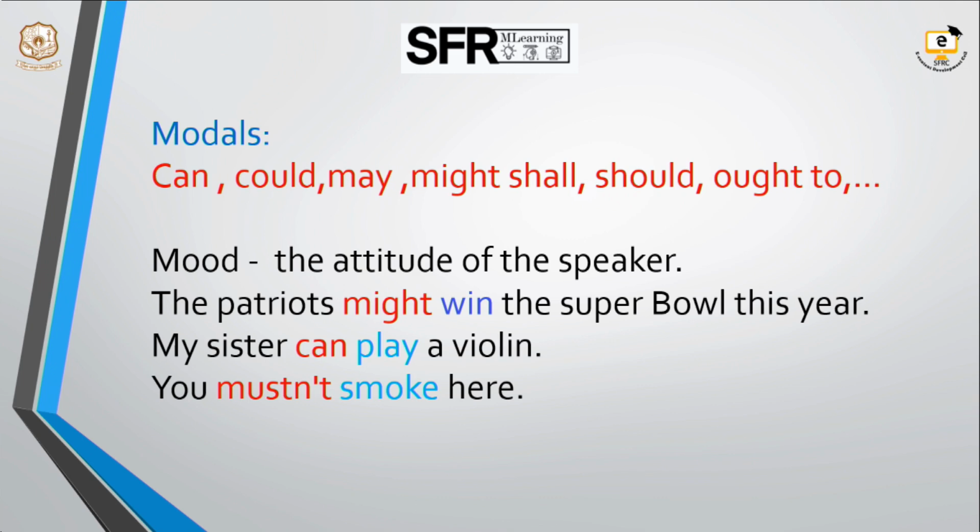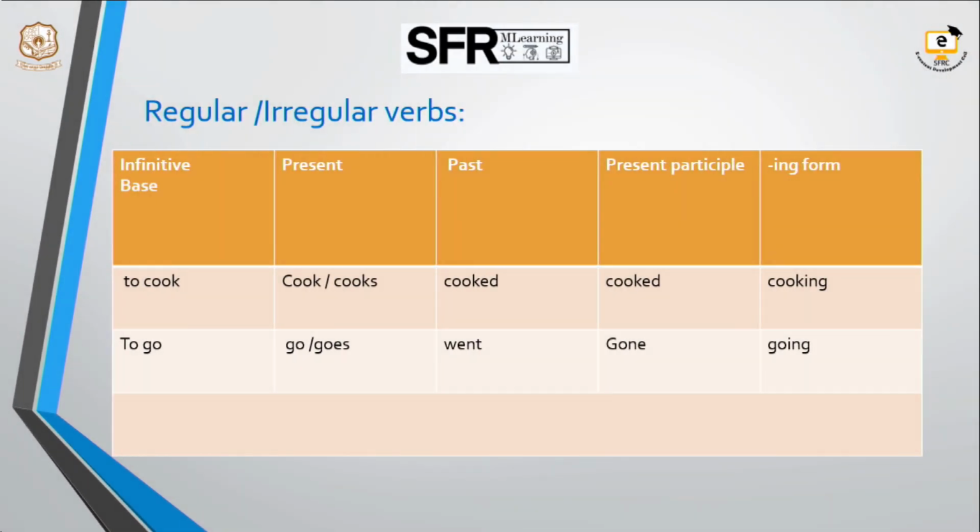Let us move on and talk about regular and irregular verbs. For these, you need to know a little bit of background information. That is, in English, only verbs can have tenses. Of course, you know about past tense, present tense and future tense. But to make tenses, we change the forms of verbs.